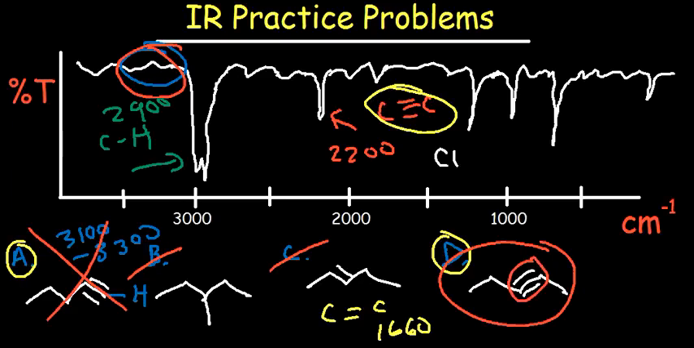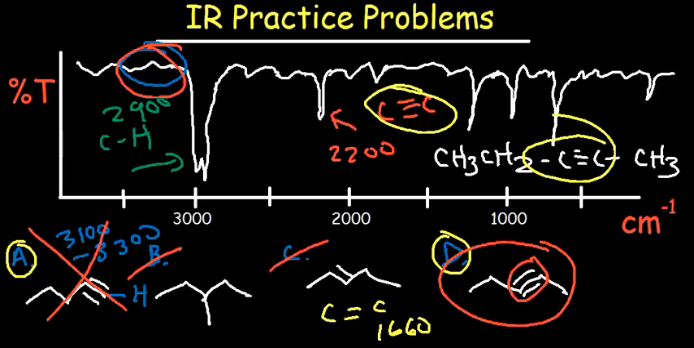If you draw the structure, it looks like this. It's a CH3, CH2, carbon-carbon, CH3. There's no CH bonds on this internal alkyne. So D is the right answer.